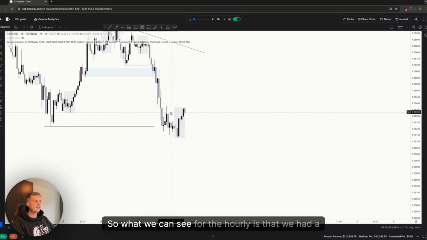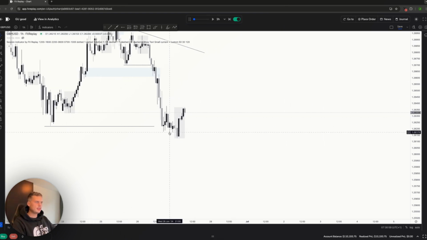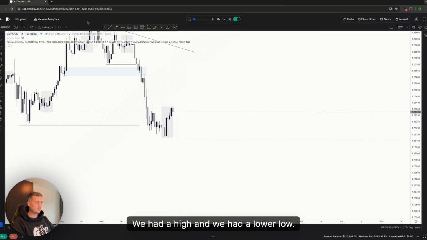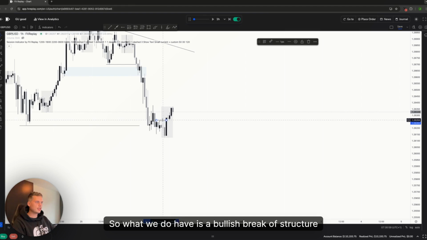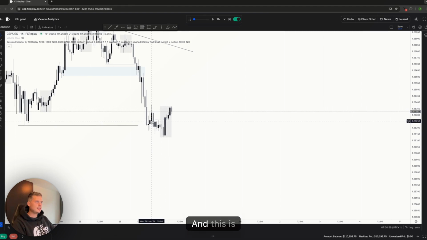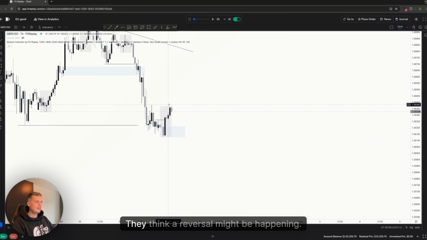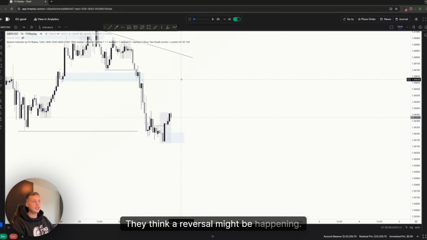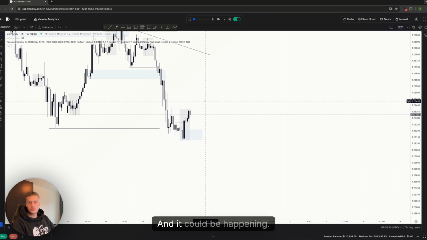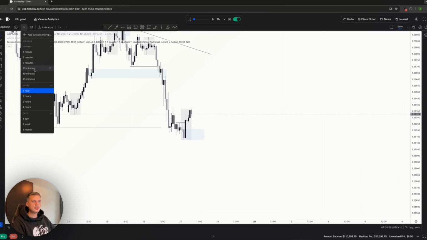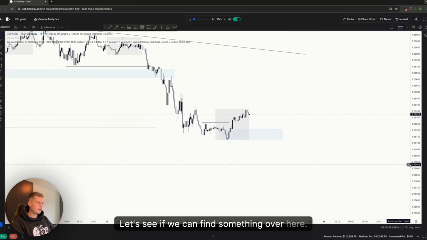So what we can see for the hourly is that we had a high, we had a low, we had a high, and we had a lower low. So what we do have is a bullish break of structure over here. And this is inducing buyers from this area. They think a reversal might be happening, and it could be happening. Don't get me wrong, I'm not here to predict the market. Let's see if we can find something over here.